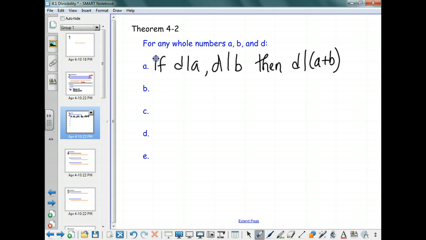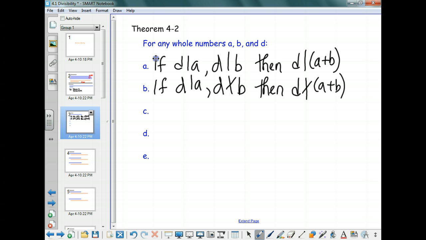All right, let's try another one. If D divides A and D does not divide B, then D does not divide A plus B. It almost looks like the first one, right? So again, if 4 divides 20, and 4 does not divide 7, then 4 does not divide 27. Does it? That's what that's saying.